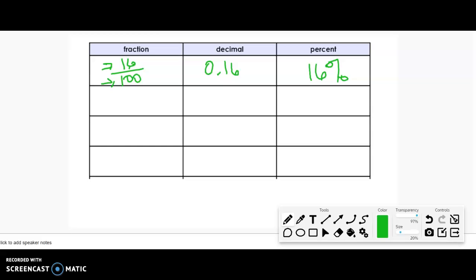Say we started with the decimal. Well, it's 21 hundredths, so I can just go and put it over 100. I don't even have to simplify that one. And then if I was going to write a percent, 21 hundredths out of 100, 21%. You can think about moving the decimal place or multiplying by 100 to go from the decimal to the percent, but I really want you to try to think of it as hundredths.